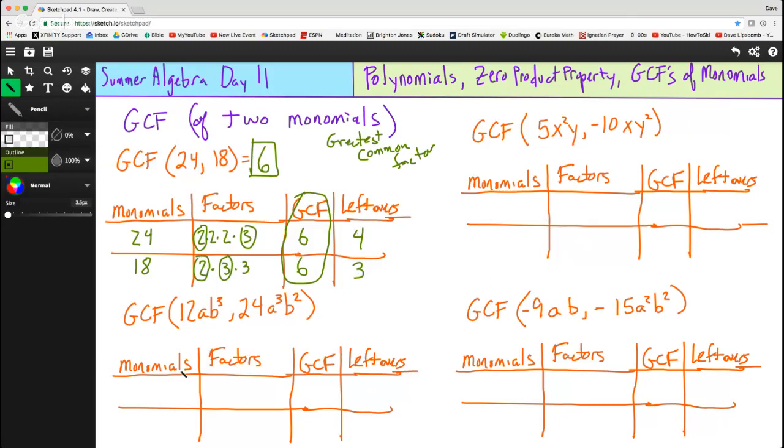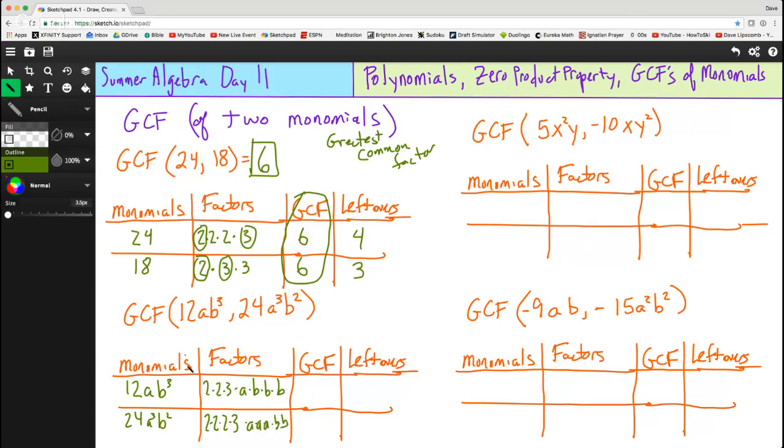Okay, so now let's move on. So now let's do this with the GCF of these two monomials. So we're going to copy those out here. And we go 2 times 2 times 3 times A times B times B times B. And here we got 2 times 2 times 2 times 3 times A times A times A times B times B.